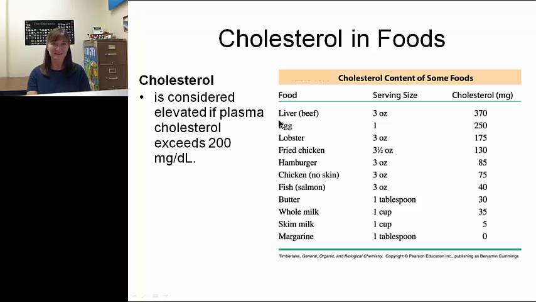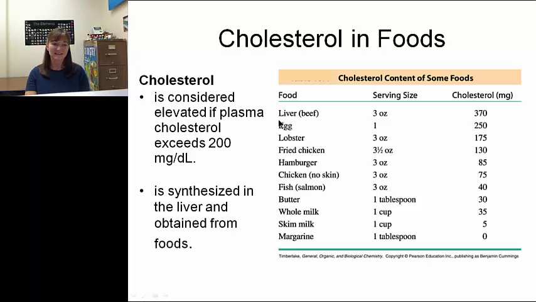Cholesterol is considered elevated in the blood when it reaches 200 milligrams per liter of blood. It's synthesized in the liver and obtained from the food. So those are the two sources of cholesterol. So let's just look at some of these for fun. Liver here, if you have a 3-ounce slice of liver, you can be getting 370 milligrams of cholesterol.